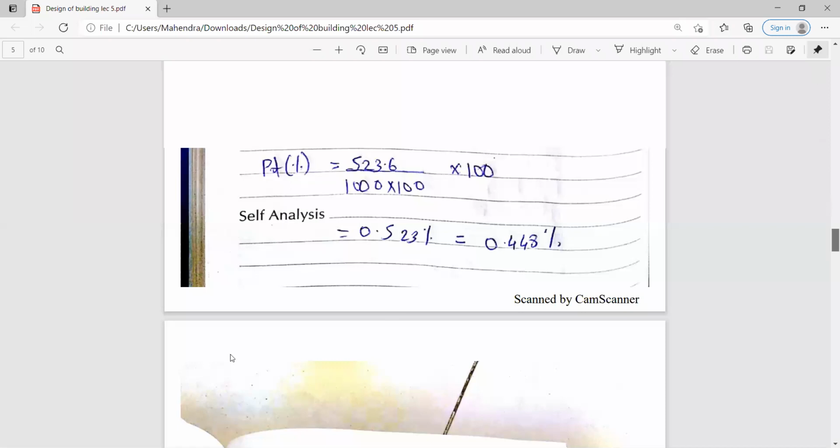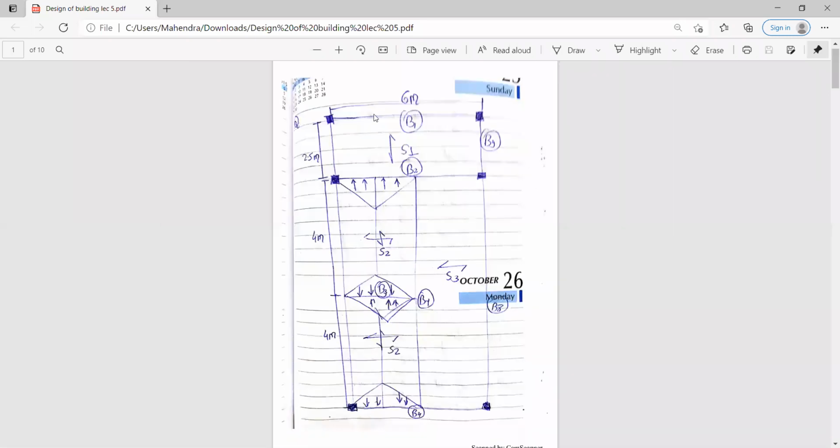See your design of slab S2. Half of the part is continuous and half of the part is simply supported. Therefore, we are going to consider the average of both the simply supported as well as the continuous slab.